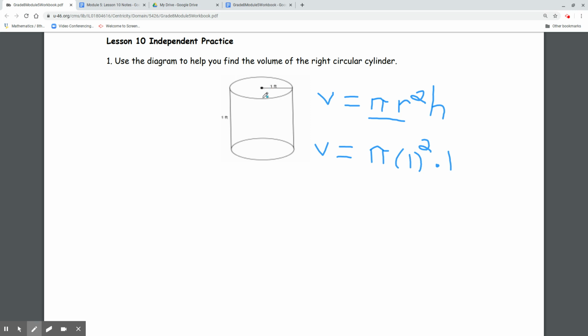So if you look here, we have a radius of 1 foot, and then we also have a height of 1 foot. So I plugged those numbers in where they go for the R and for the H, and now we can work it out. So here, this one's actually going to be some pretty simple math if you take a look at it. We have 1 squared is just 1. So in my next step, I'll have that the volume is equal to pi.